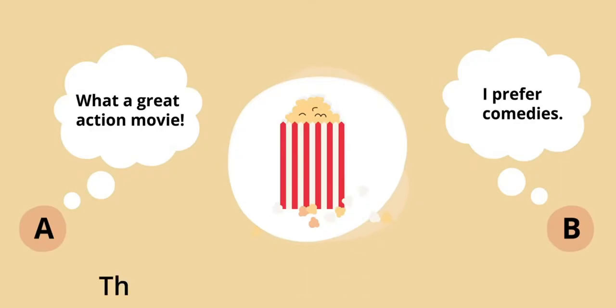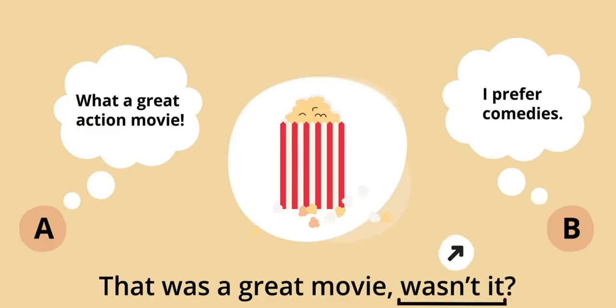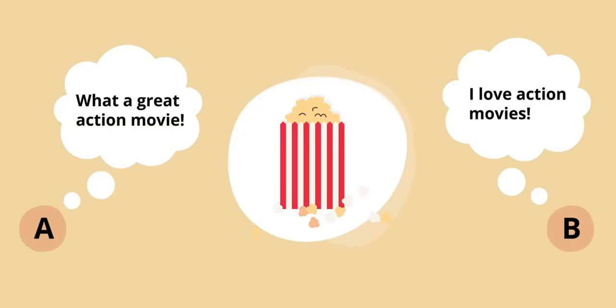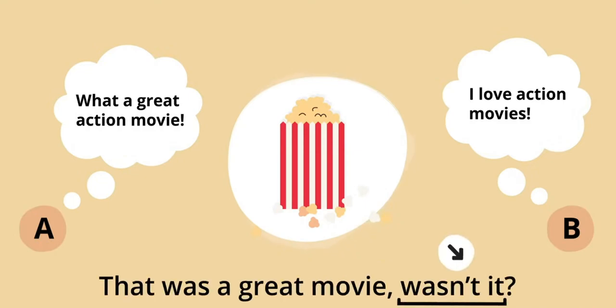I would say, "That was a great movie, wasn't it?" But if I know my friend loves action movies as much as I do, then I'm about 95% sure that my friend will agree with me. So I would use falling intonation. I would say, "That was a great movie, wasn't it?"